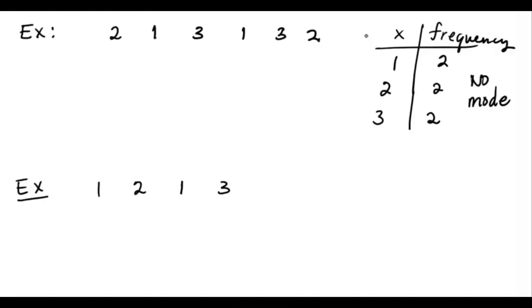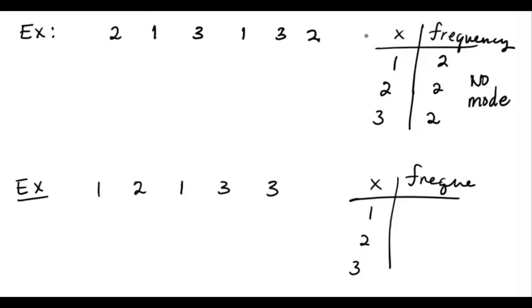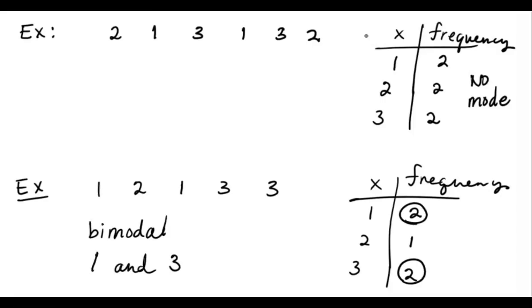Another example, say I gave you a data set with 1, 2, 1, 3, 3. Now the data values that show up are 1, 2, 3. Let's look at the frequency with which they show up. 1 shows up twice, 2 shows up once, and 3 shows up twice. So this has 2 modes. This data set is bimodal because there are values that show up more than others. Both 1 and 3 show up with the highest frequency.